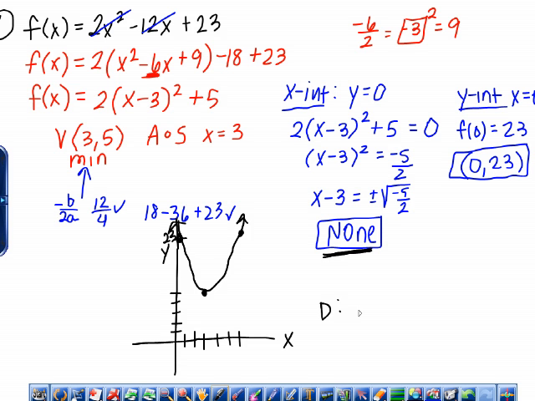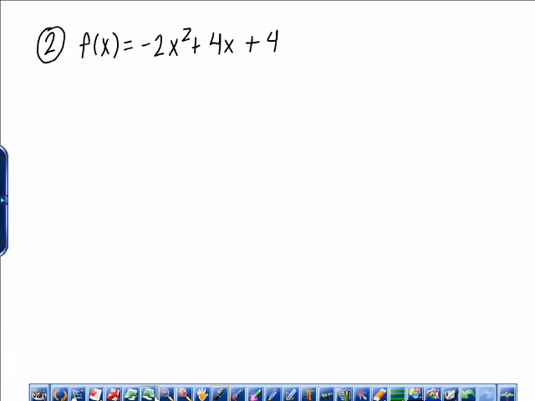Okay, what's the domain of this quadratic? I already said it. That's right, all real numbers. And range, we look at the bottom number. The bottom y value is 5. I'm going to use brackets here. And then that goes up forever, so infinity. Okay, let's do another example.